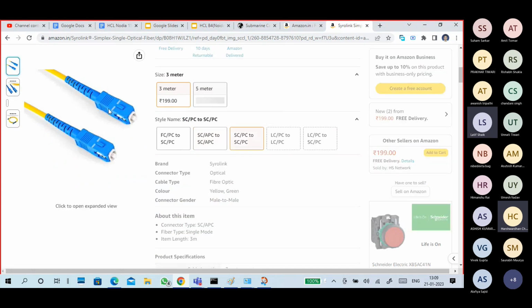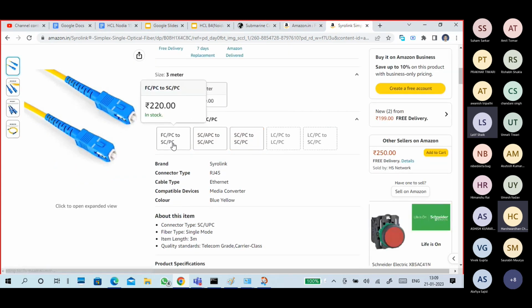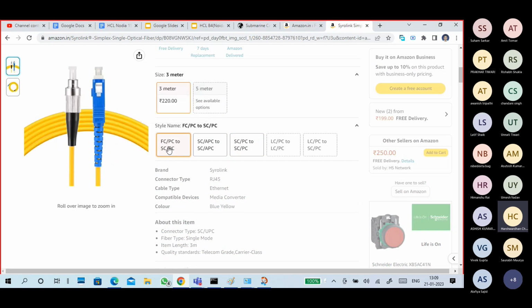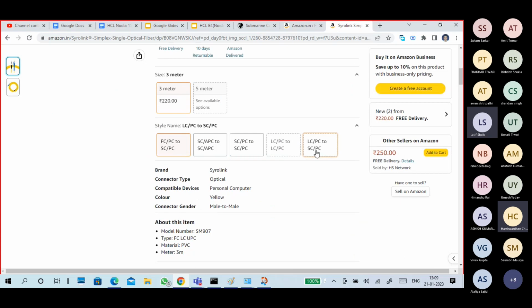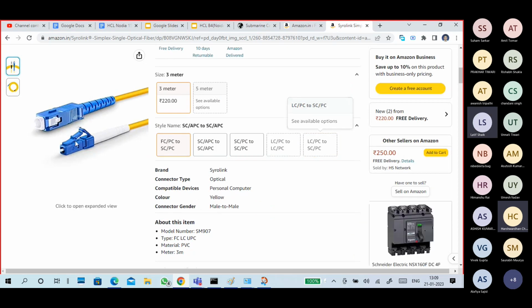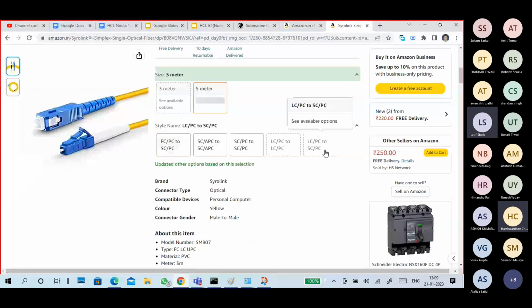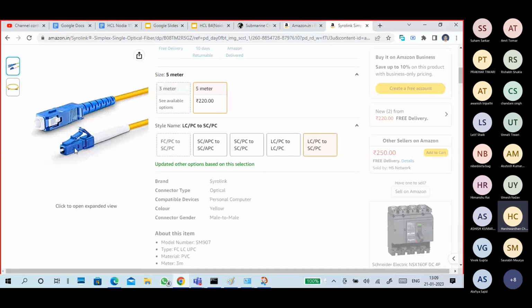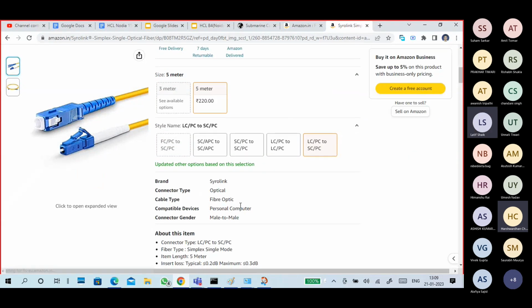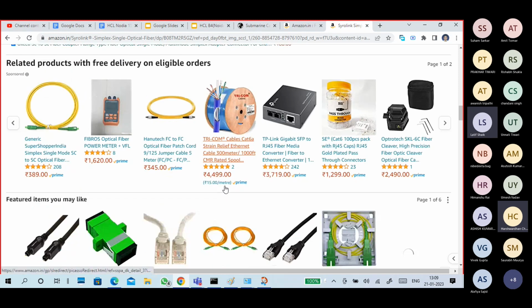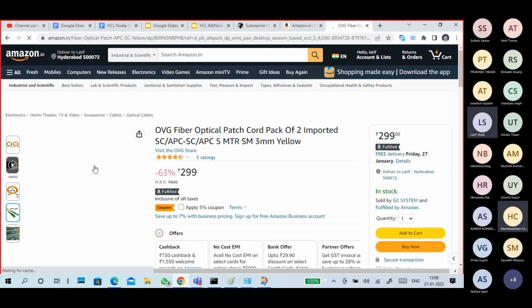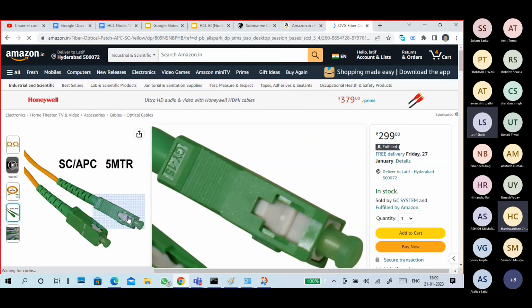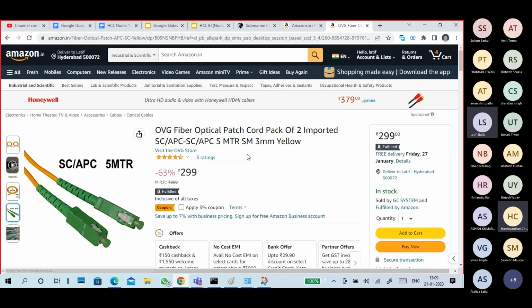See, this is a different type of connector, this is a different type of connector. So two different types of connectors. Depending upon your requirements, your connectivity will change. See, this is another different connector. And you must know how to put it in. Putting it in is very easy, but sometimes the connectivity may not work properly.